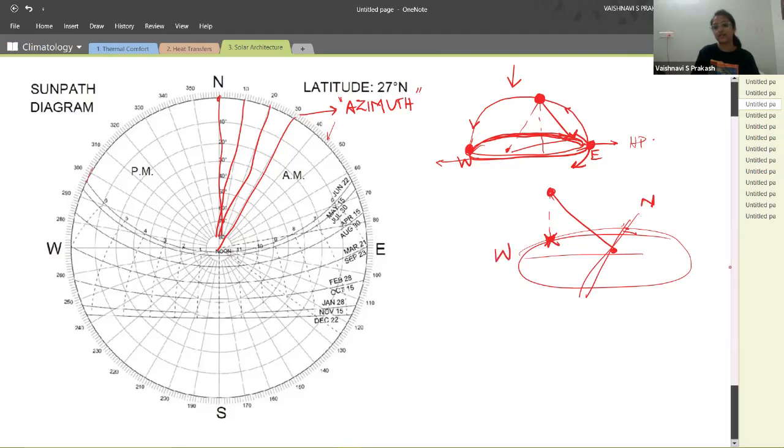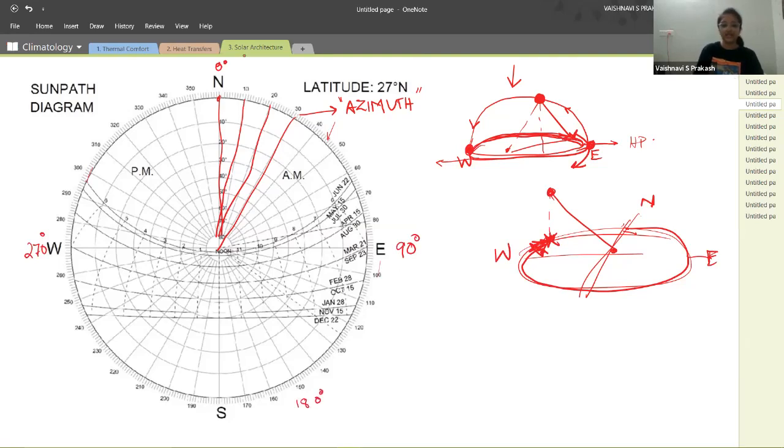This is west, this is east. So the angle of this, measured from north, is called the azimuth angle. So the sun can be at any angle over here, and it's always relative to north. At north, it's 0 degree azimuth, and at west, it's 270 degrees. At east, it will be 90. And at south, it will be 180 degrees. So this relative position with respect to the horizontal plane or the horizon line is what your azimuth is.